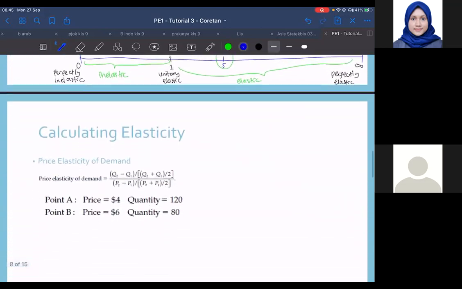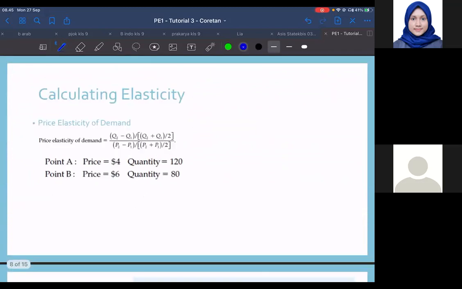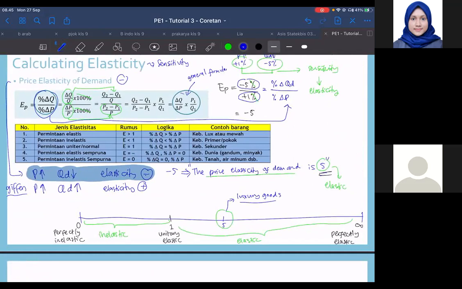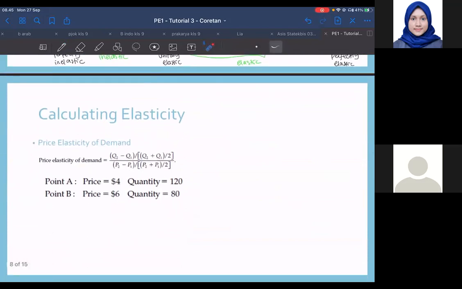Okay. Later, we can also calculate the price elasticity of demand by using midpoint elasticity. I will use this formula and bring it to the next slide. We have delta Q per delta P times P1 per Q1. This is our formula for price elasticity of demand.